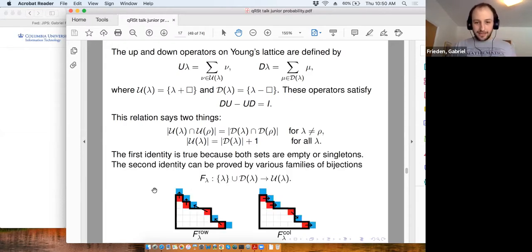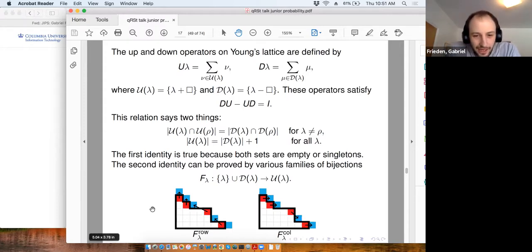This is not hard to see. If you have two different partitions, there is either exactly one partition above and below them both, or nothing, so these sets are either singletons or empty. The second relation is more interesting because these sets can be big in general. If you look at an example, you can convince yourself pretty easily that the number of outer corners, the blue ones, is one more than the number of inner corners.